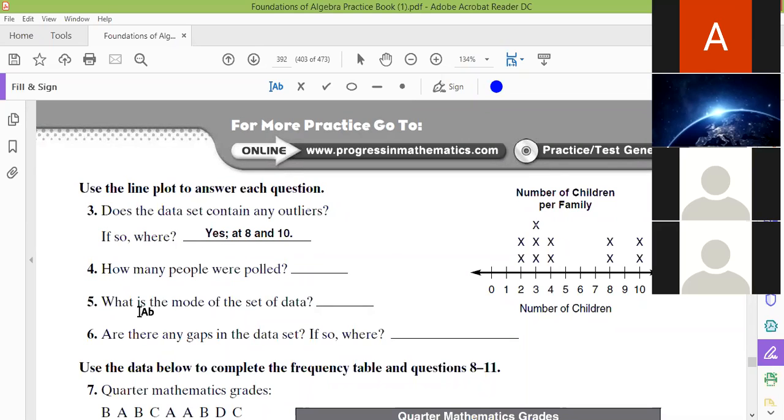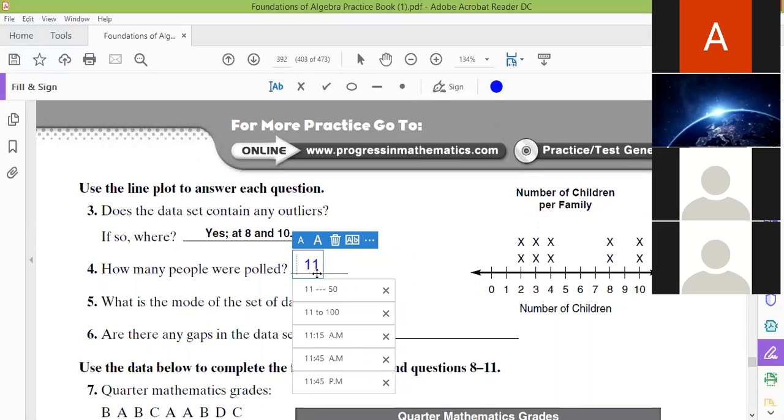Okay. How many people were polled? Count total marks. Wait, total crosses. Polled? Yes. 10. Wrong. 4. Check in your book. How much? All of them? 11. 8. No, in your book. 10. 11.